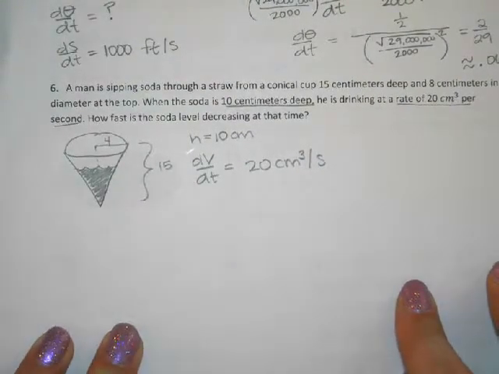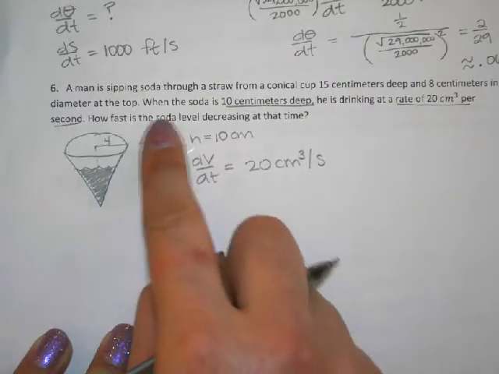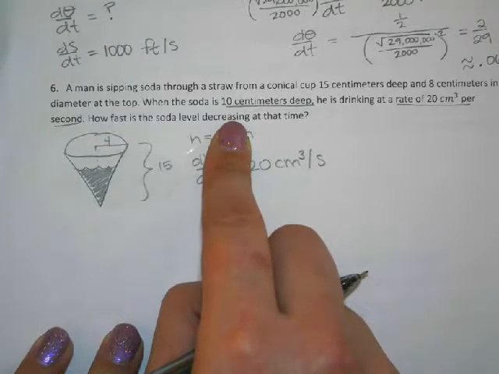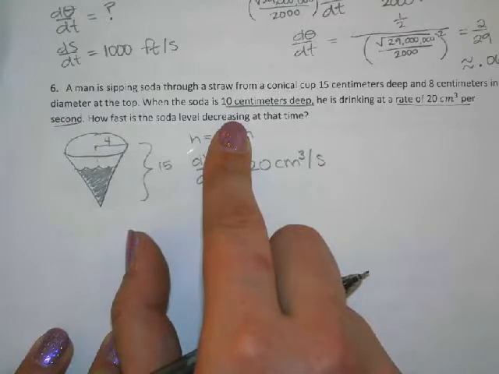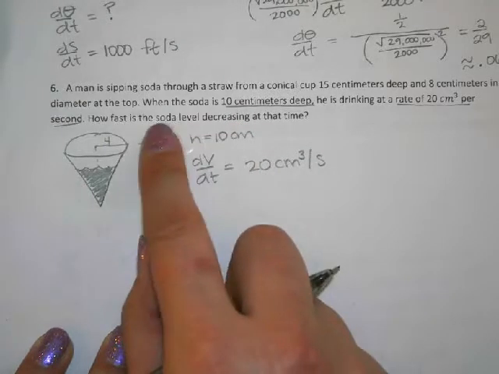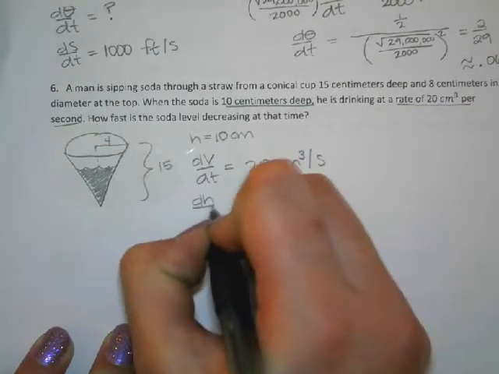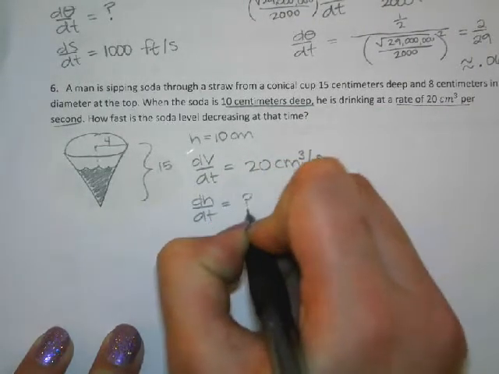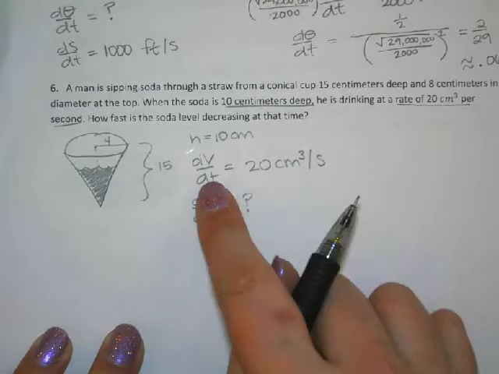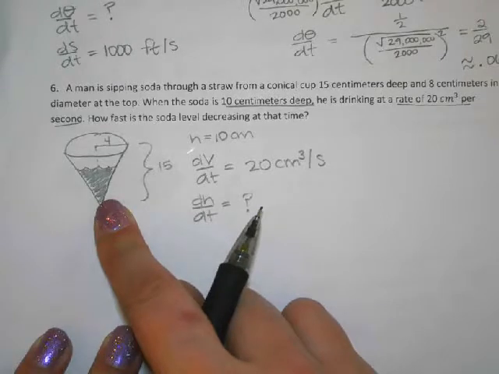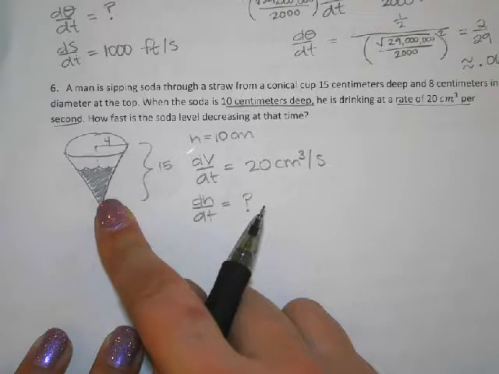Okay. How fast is the soda level decreasing at that time? So what variable does that have to do with? The soda level. dh/dt. dh/dt equals what? Okay. So this has to do with volume. The shape is a cone. So we need to know the formula for the volume of the shape of a cone. Okay, let's Google that.